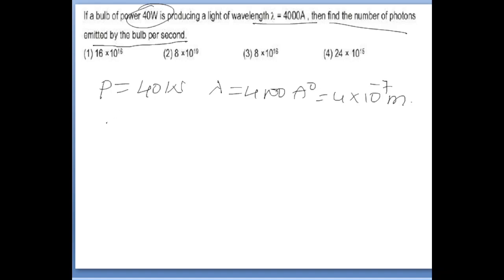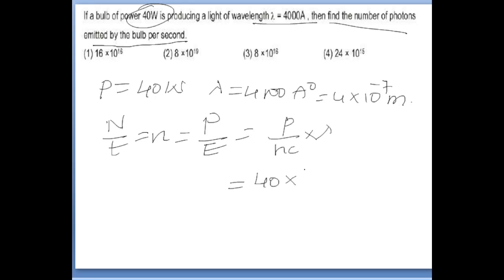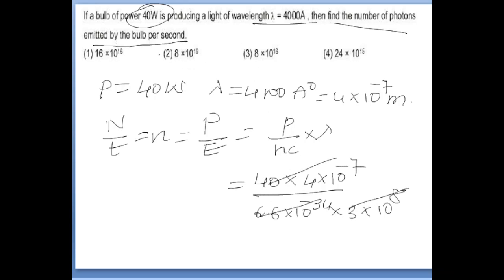The number of photons per second, which we represent as n, is power by energy, which means power by hc by lambda. Substitute 40 for power, lambda is 4 into 10 power minus 7, h is 6.6 into 10 power minus 34, and c is 3 into 10 power 8. If you cancel this out, you will get 8 into 10 power 19 as your answer. Whoever got this option is correct. 10 power 16 is wrong; 10 power 19 is correct. Hope you understand this question also.